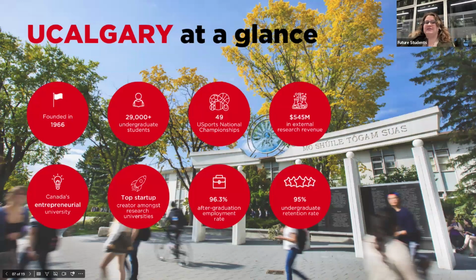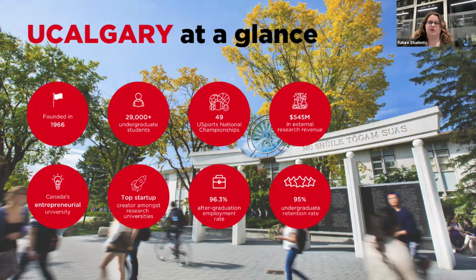So we were founded in 1966 and have about 29,000 undergraduate students. So this really gives you an idea to how many students we have and how large our UCalgary community is. Our UCalgary Dinos have won 49 U Sports National Championships, so students have access to lots of excellent sporting events, intramurals, and rec sports and active living facilities, and overall a really strong health and wellness centered community. UCalgary is also Canada's entrepreneurial university and a top startup creator amongst research universities.